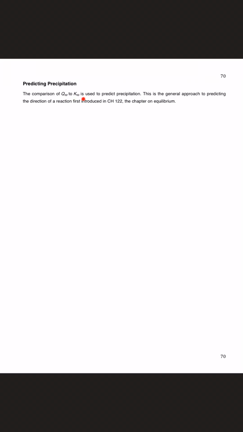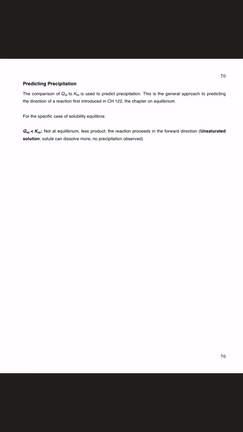So by comparing the Q and K values together, we will be able to predict the direction of the reaction, whether it's going to shift toward the product or toward the reactant, or is already at equilibrium. For example, if the reaction quotient is less than the equilibrium constant K, it tells us that this point is not at equilibrium yet. At this point, we have less product than reactant. Therefore, the reaction will proceed toward the product to make more of the product until it reaches equilibrium.